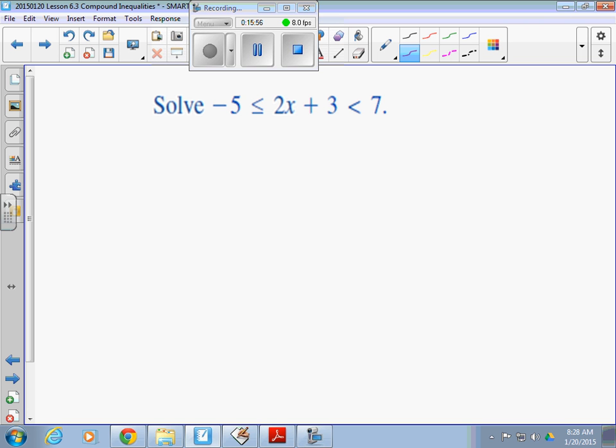Okay, solve this one. It says -5 is less than or equal to 2x plus 3 is less than 7. Take about 1 minute.